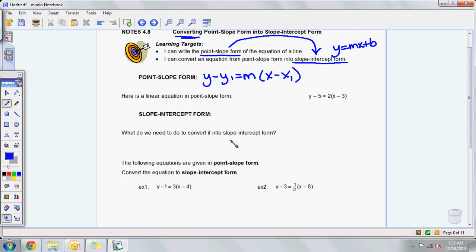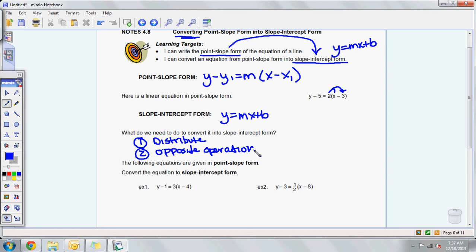So what do we need to do to convert that? Well, if we look at this equation, right away, the first thing I see is that there's some distributive property going on here. So that's the first thing that you're going to do. Remember, slope-intercept is y equals mx plus b. So we're going to have to do some distributive property. So distribute, that's the first step. And then you're going to have to get y by itself by doing opposite operations. Okay, so just solving the equations.